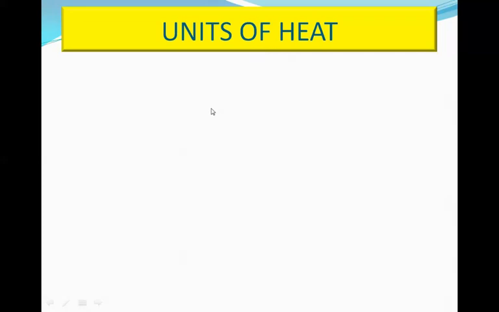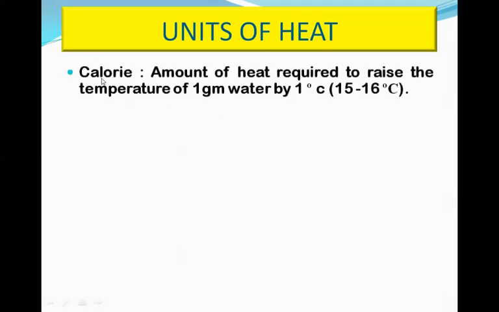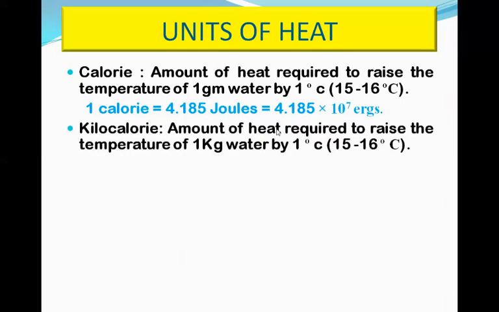Now, units of heat. When we are performing calorimetry, we should have an idea about the various units in which heat is measured. Calorie. It is the amount of heat required to raise the temperature of 1 gram of water by 1 degree centigrade, that is from 15 to 16 degrees centigrade. So 1 calorie is equal to 4.185 joules, which is equal to 4.185 times 10 raised to the power 7 ergs. Kilocalorie. It is the amount of heat required to raise the temperature of 1 kg of water by 1 degree centigrade, from 15 to 16 degrees centigrade. It is a bigger unit than the calorie and is therefore related to the calorie as 1 kilocalorie equals 1000 calories.